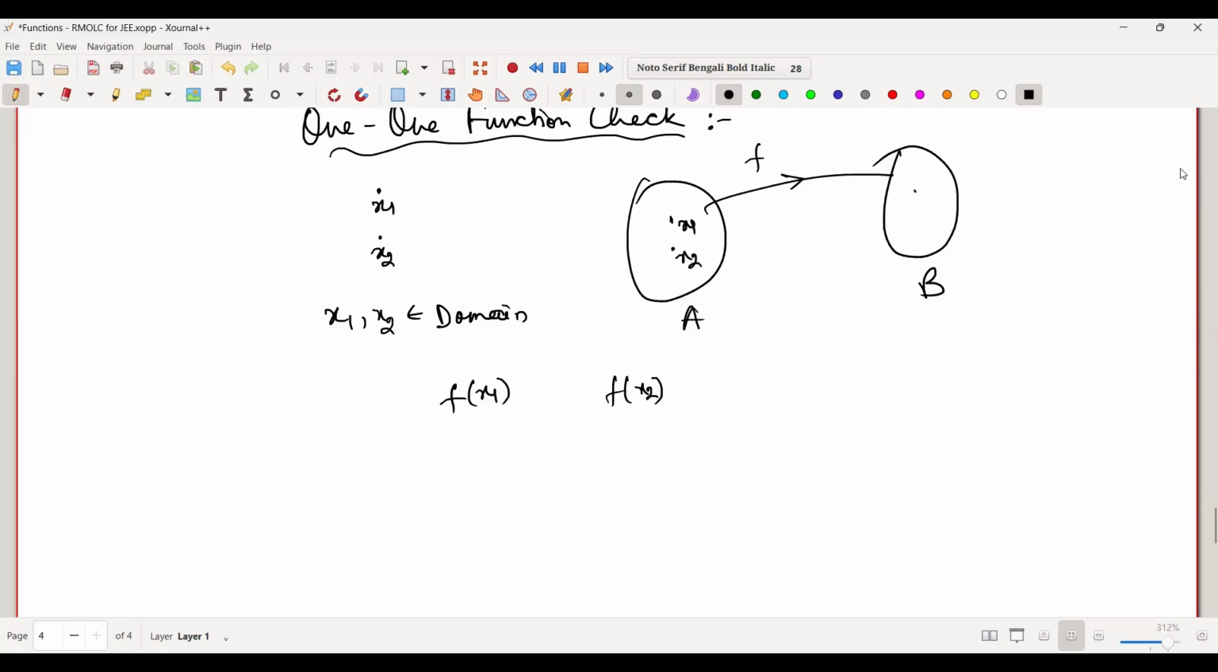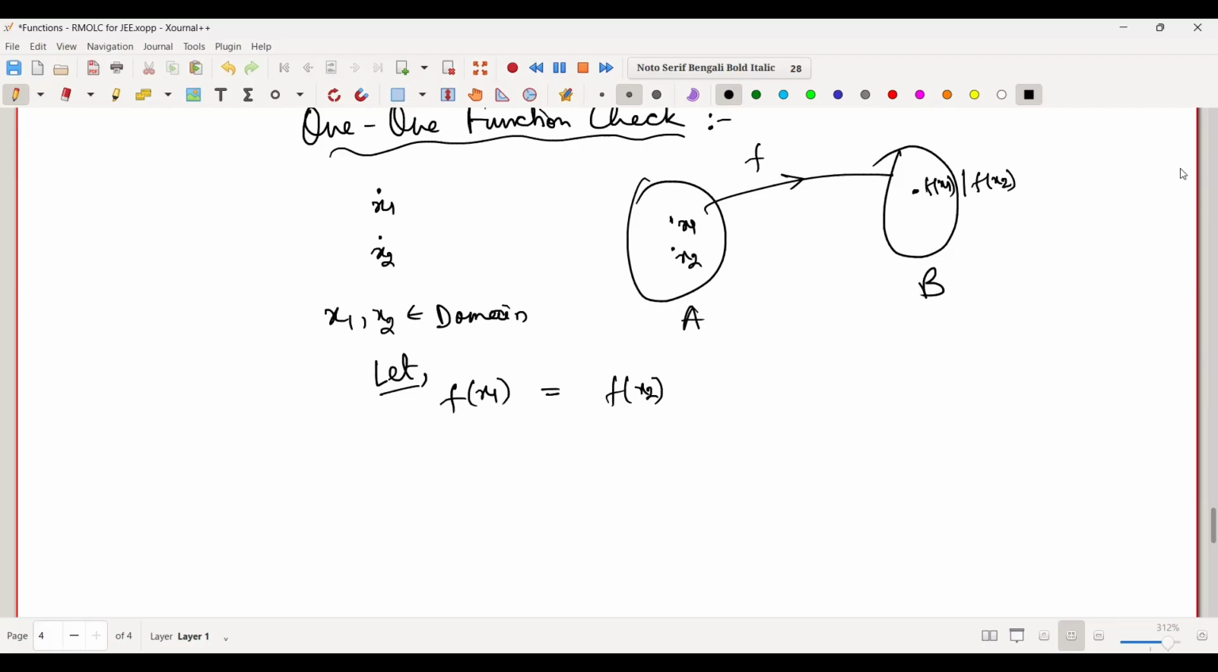Suppose this is f(x1) and this is f(x2). So we are assuming first that f(x1) and f(x2) are both the same. That means this is f(x1) as well as this is f(x2). These two are not different. These are the same. So we assume, or let, f(x1) equal to f(x2).